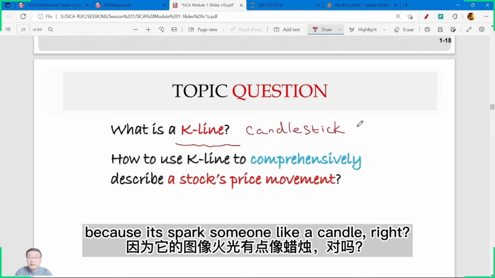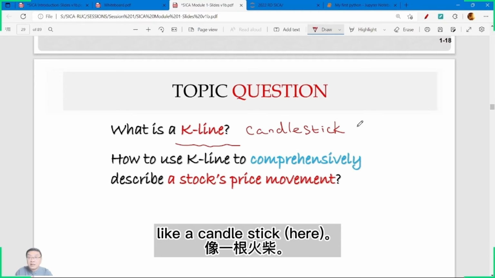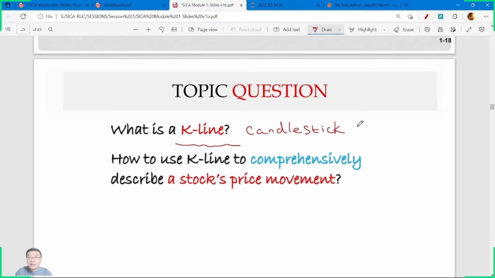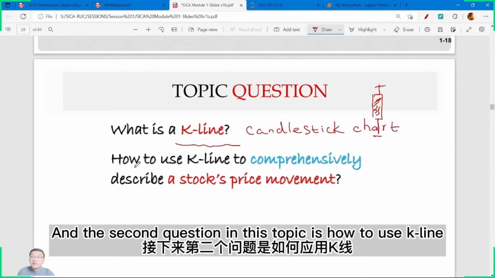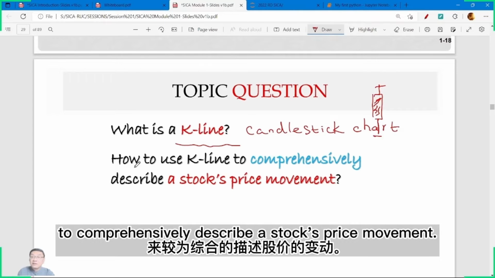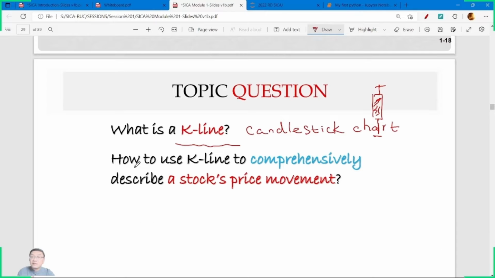Because its bar is somewhat like a candle, right? Like a candlestick. And the second question in this topic is how to use K line to comprehensively describe a stock's price movement.